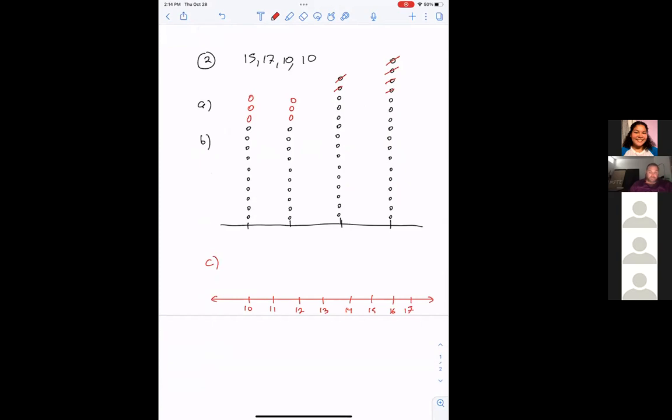And now, what do I do? There's 2 dots on 10, 1 on 15, and 1 on 17. And then what do I do now? Get the distance to meet up in the middle, which is 13.